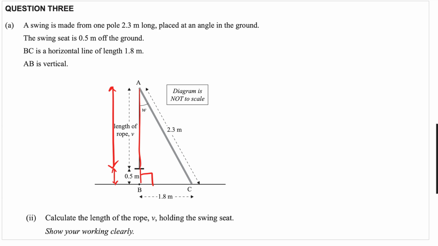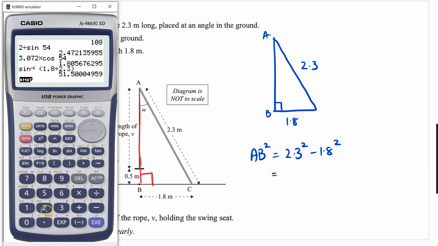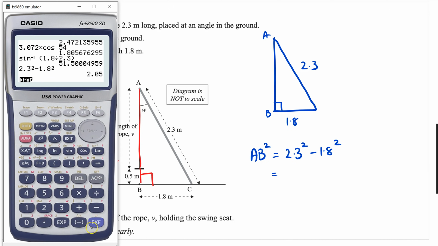So I've got a right angle triangle and I've got to actually work out what the whole length is, and then I'm going to subtract 0.5 from it. So that's going to be 2.3, 1.8, and that whole distance is going to be AB. So I'm going to write down AB squared equals, well, actually no, this is minus, isn't it? Yeah. So AB squared is equal to 2.3 squared minus 1.8 squared. And what I've got here is 2.3 squared minus 1.8 squared, and that's 2.05.